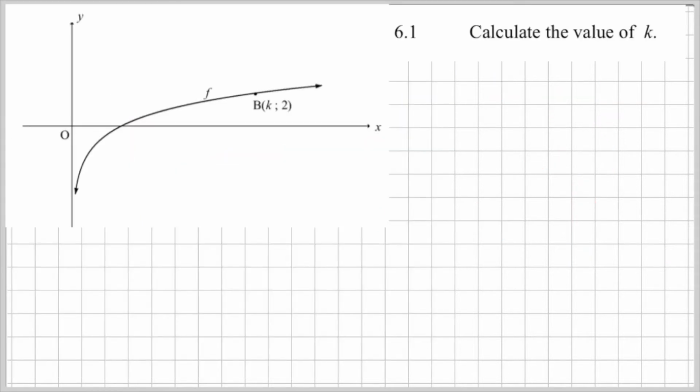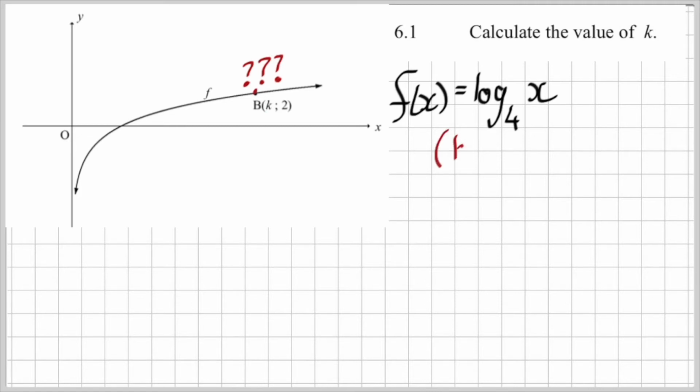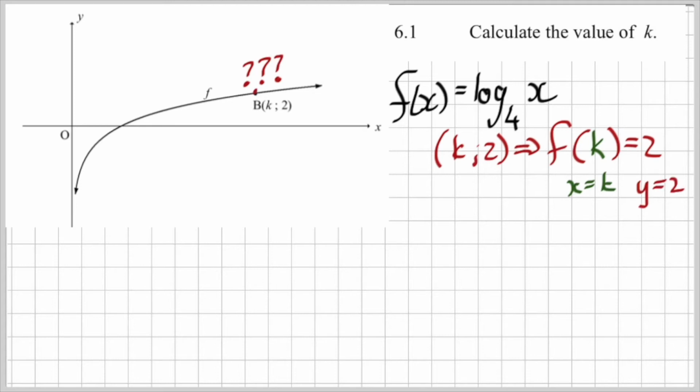If I look at this graph, the first question is calculate the value of k. So starting with f of x, because it has to do with f of x, my question is, what makes B so special that we ask it of you? Nothing else except what is actually given in the information, that B lies on f of x. So in other words, it's a set of coordinates, which means f of k is equal to 2. And in layman's terms, if x is k, then y is 2. So I'm going to go to my f of x.